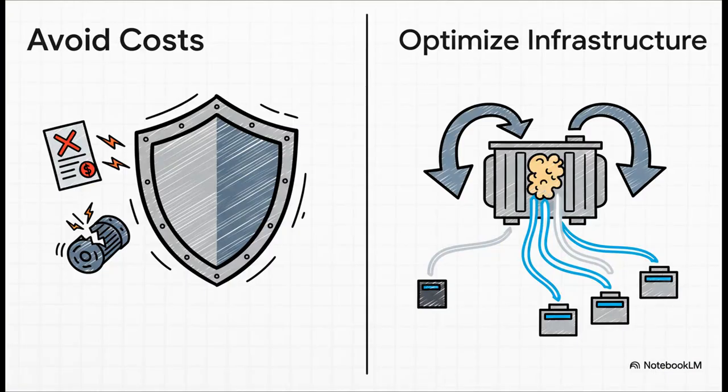On one hand, you get immediate cost avoidance. You stop paying those power factor penalties, and you prevent the catastrophic expense of a motor or transformer failing early. But on the other hand, you get to optimize what you already have. You free up that hidden capacity, and you reduce the energy that's just being wasted as heat in your wires.